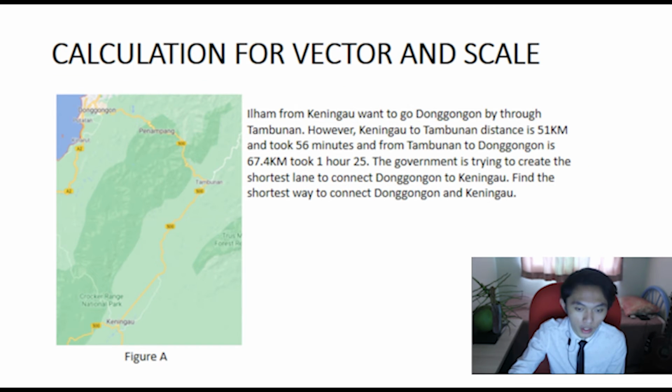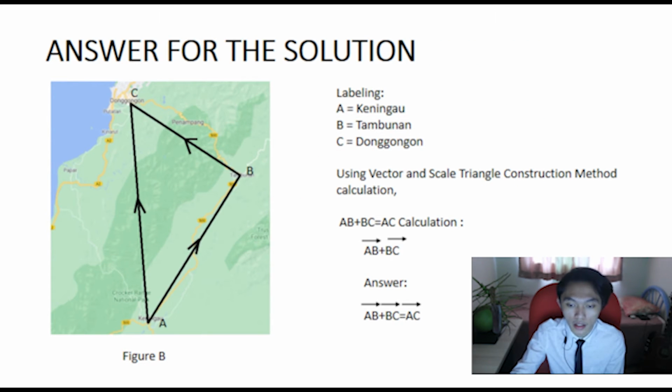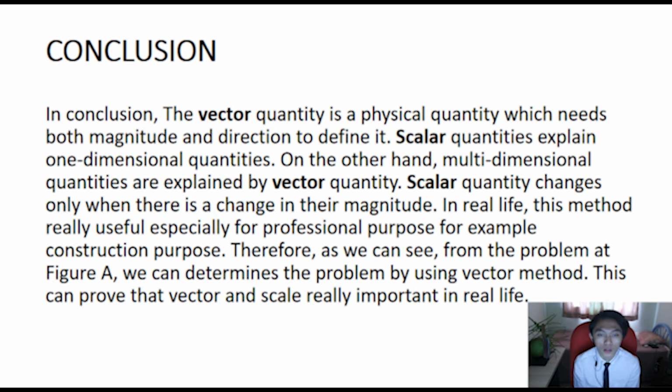So, back to the question. The question asks us to find the shortest way to connect Dogongan and Keningau. By using vector and scalar, we know that the shortest way is AC, which is Keningau to Dogongan, without going through Tambunan.